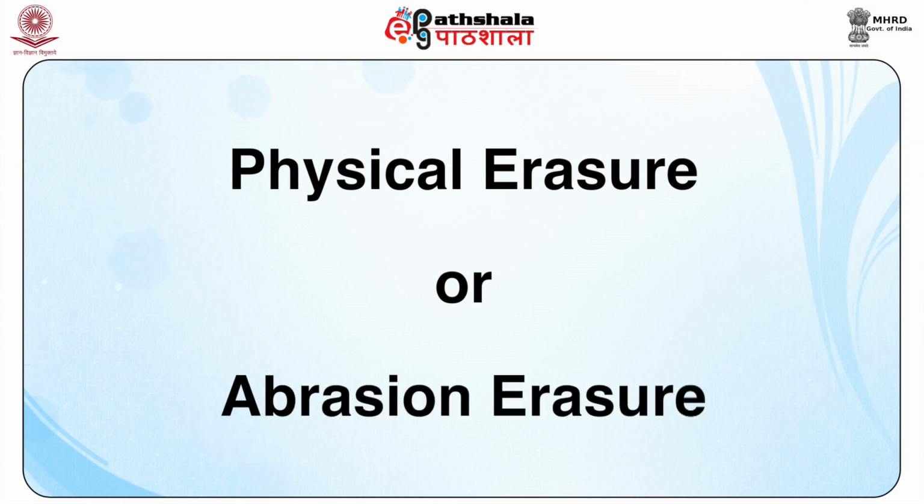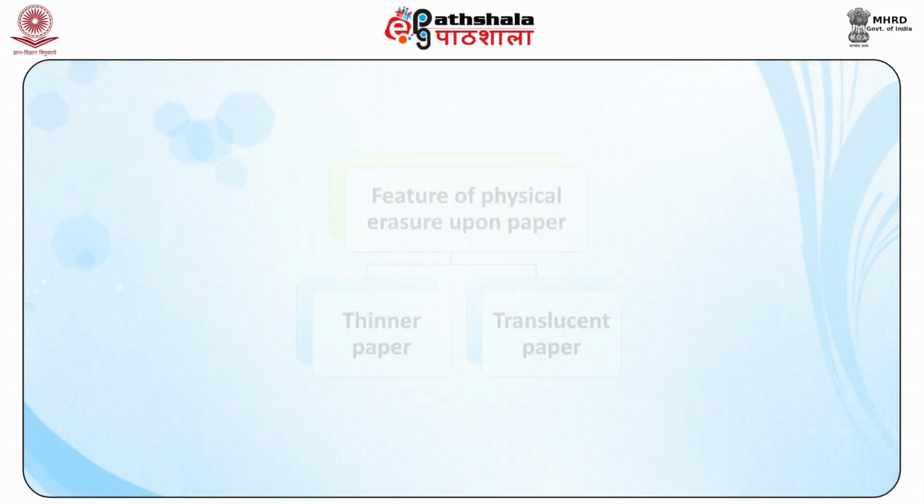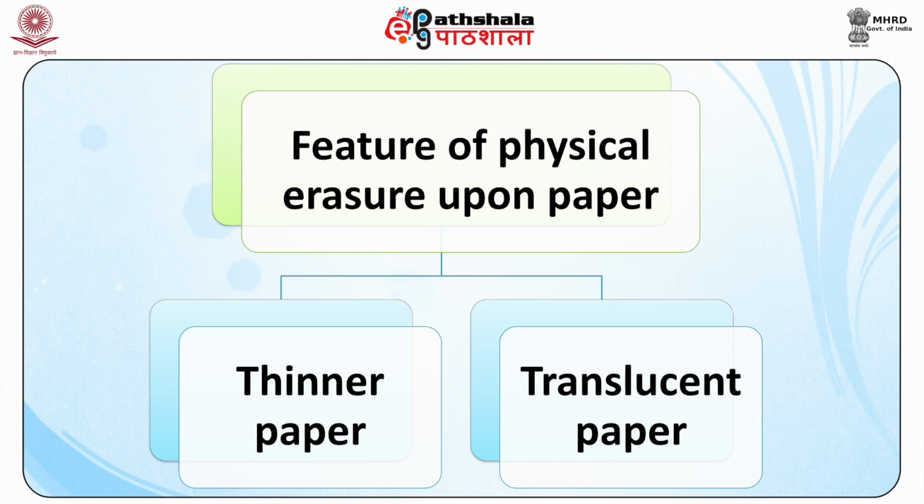Coming to the physical erasure, which is also referred to as abrasion erasure and also as mechanical erasure. Physical erasure in a part of writing can be done by abrasion of the surface of paper, that is just scratching, removal of the upper paper part with the help of rubber or a sharp instrument like razor blade, scalpel, knife or emery paper, etc. The characteristic feature of physical erasure is removal of the surface fibers of paper, which makes that part of the document comparatively thinner and translucent.